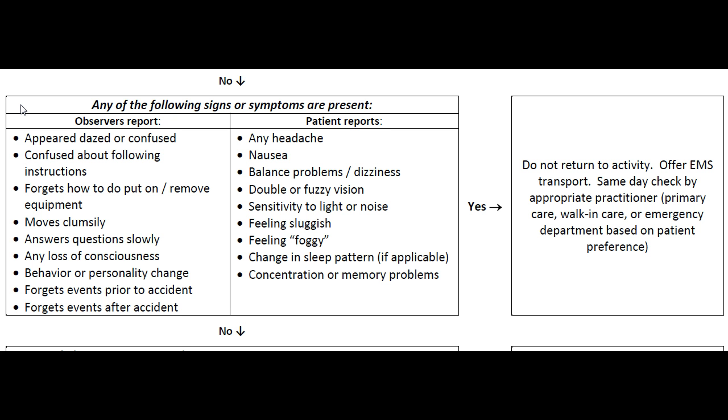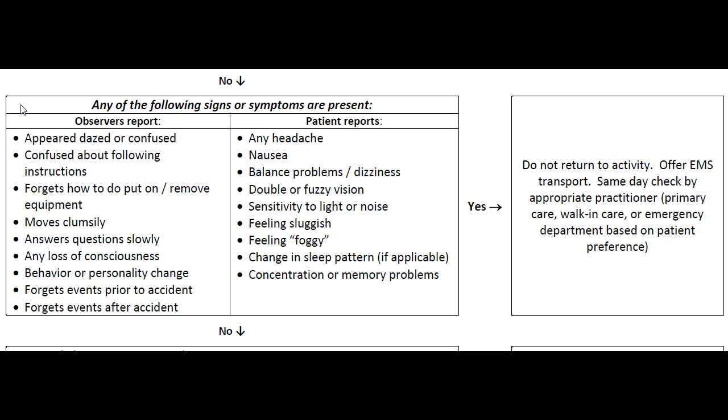Now, if the patient or the observers volunteer this information to you, you say, tell me what happened, tell me what's going on, and they tell you these things, great. But if they don't, it's important to go through and ask individually about each of these, because you really want to make sure that you pick up any of these signs or symptoms. And sometimes they're not going to think to tell you because they don't think they're relevant. So ask very specifically about them, unless they give you a report of any of these signs and symptoms, in which case you've already figured out your disposition.